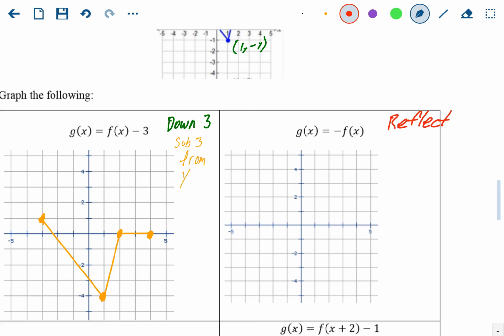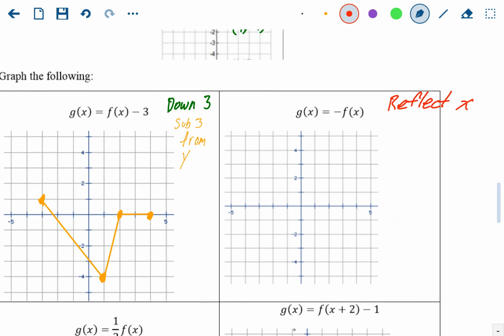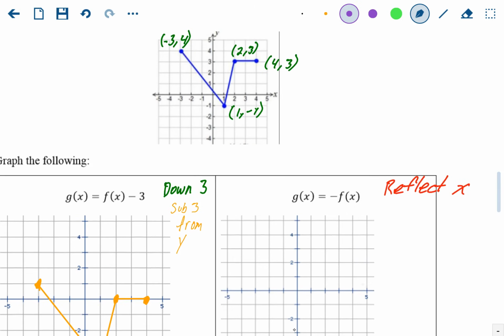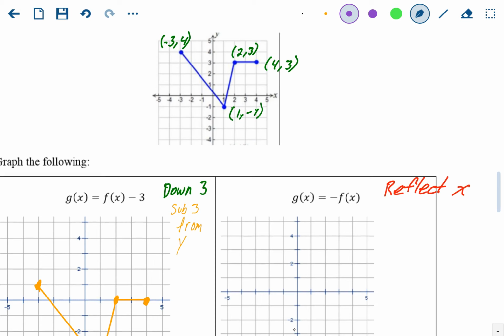When you reflect over the x-axis, what does that change about your graph? Well, it also only changes the y values. Okay. So this time our y values are just going to change signs. So if it's positive, you make it negative. If it's negative, you make it positive. So we're going to flip the y values, or the opposite of the y values.